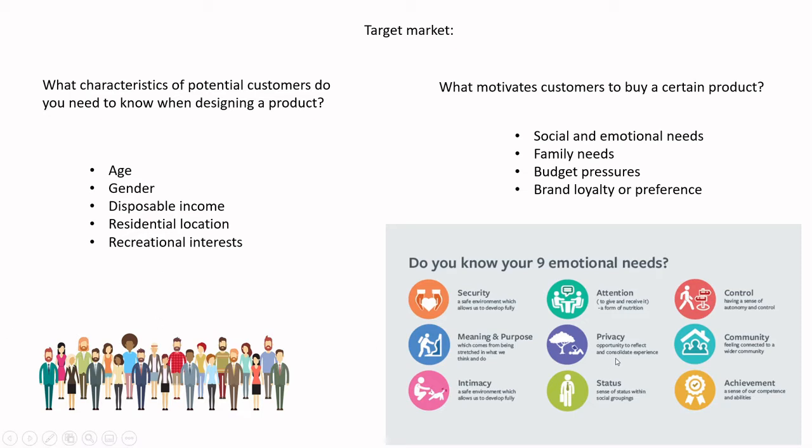your emotional needs are separated into nine. Now there's quite a lot of overlap with some of these. So the first one is security. That's being able to feel safe in your own home with your family or your support circle. Attention, so being able to have that interaction with people. Control, so being able to feel in control of a situation. People don't like to feel like they're not in control of their own life and what they're doing.